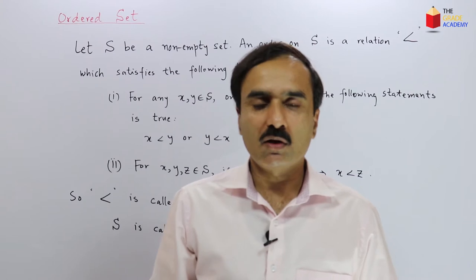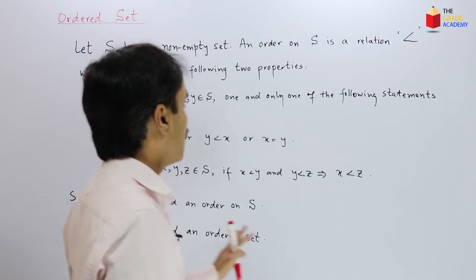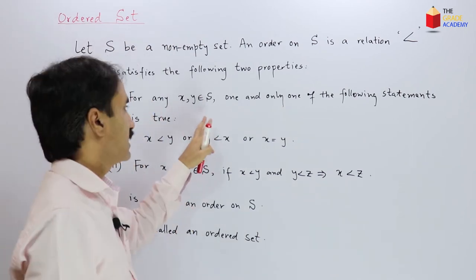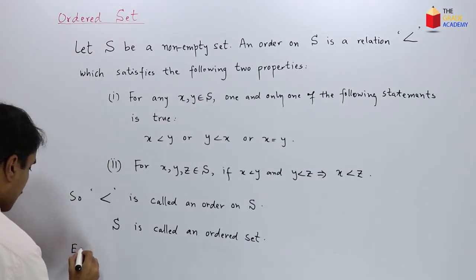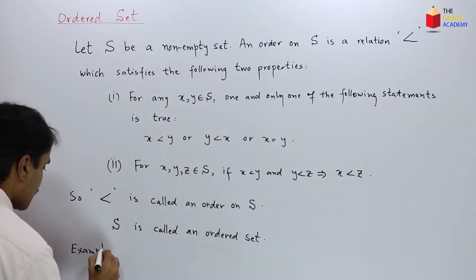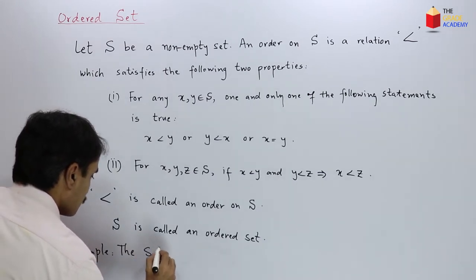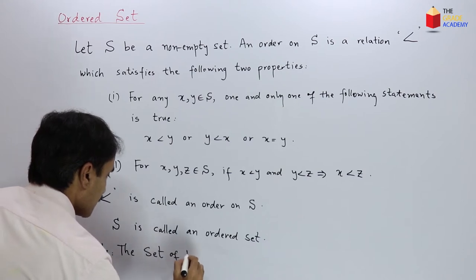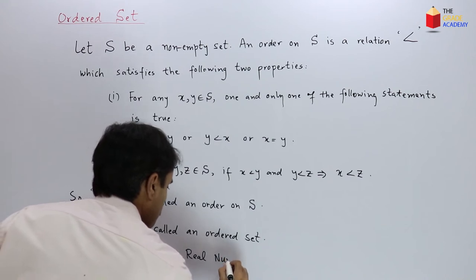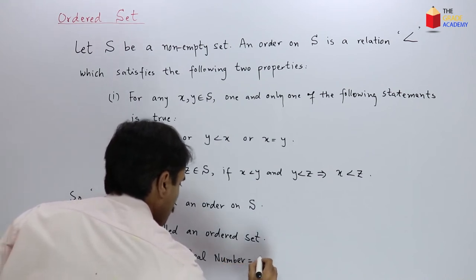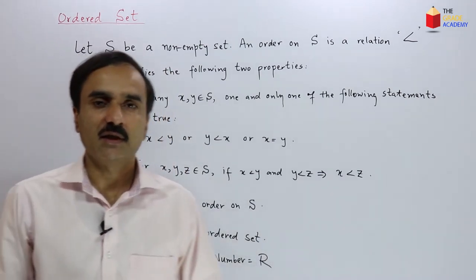And the example of an ordered set is the set of real numbers. So the set of real numbers satisfies these two order properties. So an example of an ordered set is the set of real numbers, which is R. So the set R is an ordered set.